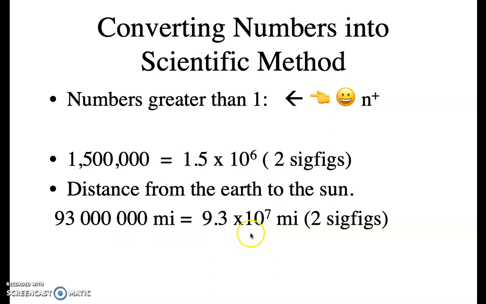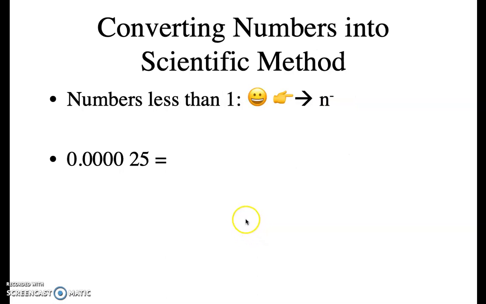Now let's look at small numbers, numbers less than 1. The opposite thing here is if you have a number less than 1, the decimal point will move to the right, and then the exponent becomes negative. So you have to move the decimal point to the right, and the exponent power becomes negative. Let's take a look here. This number here is very small. It's 0.00025. So we have to move the decimal to where it's between 1 and 9.9, and that's going to be right here.